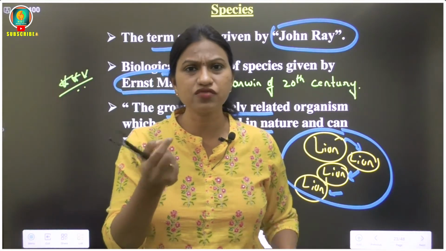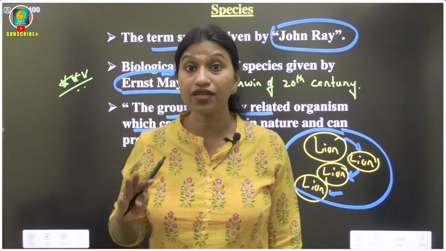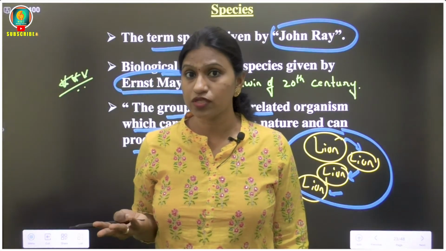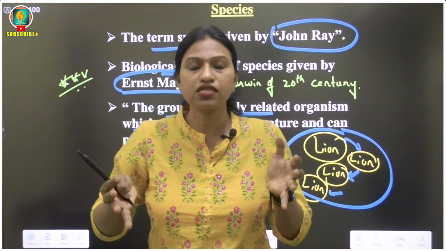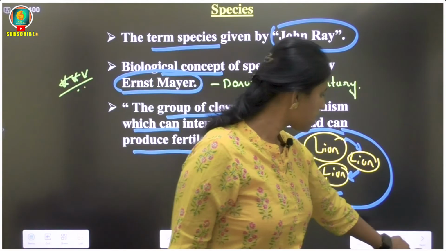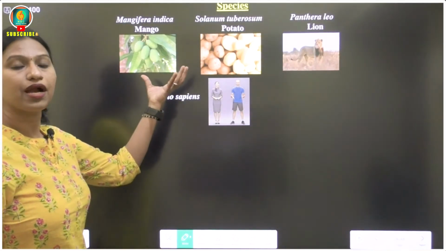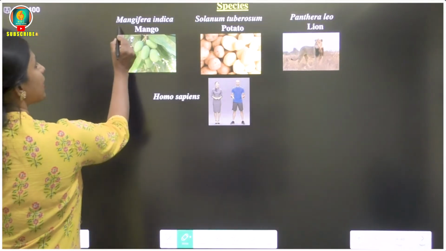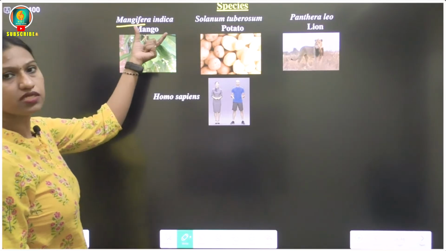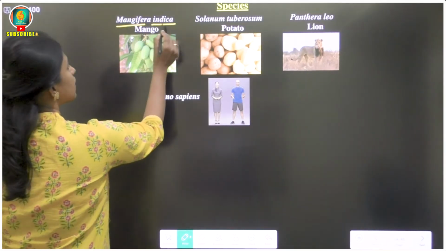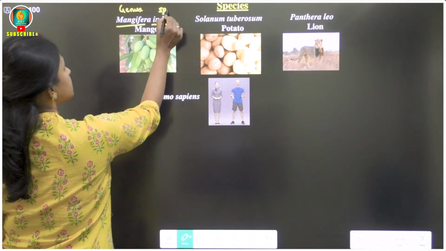If you look at the characters within the species, they all look similar. Maybe there are mild differences within human beings: Chinese look different, Indians look different, Americans look a little different, but we are human beings only, finally. So more similarities we can see in species. Look at this image. If I come to a species like mango, what is the scientific name? Mangifera indica. It is in italics, so there is no need to underline. Here, Mangifera represents the genus, whereas indica represents the species.